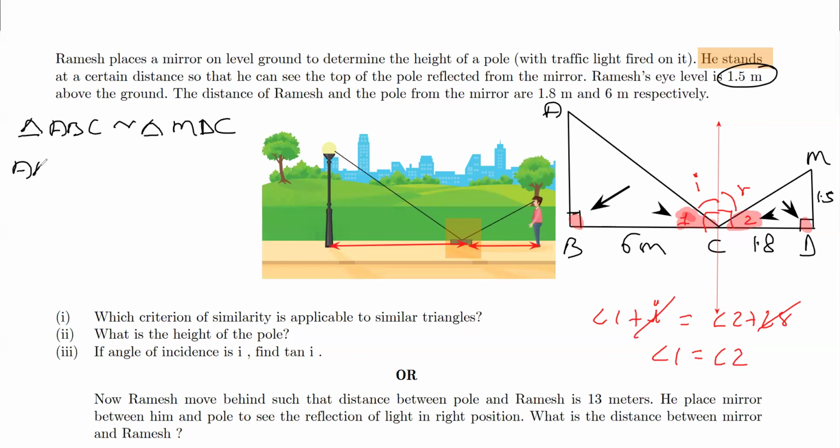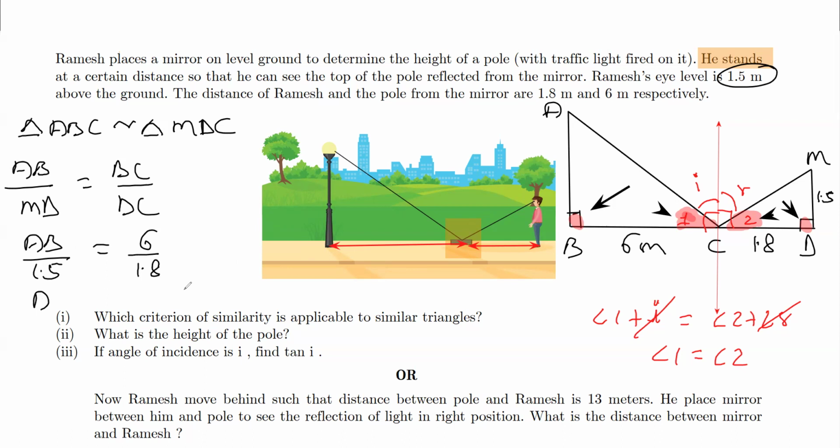So the first two letters, say AB, correspond to MD. So AB over MD is equal to BC, which corresponds to DC. AB is what we have to get, so let it be as it is. MD, the length of MD is given in the figure, which is 1.5. BC is mentioned as 6, and DC is 1.8. Now, in order to get the length of AB, I'll transpose.